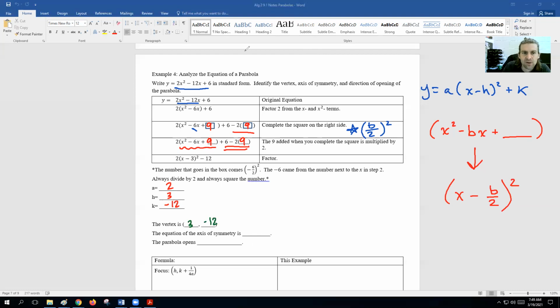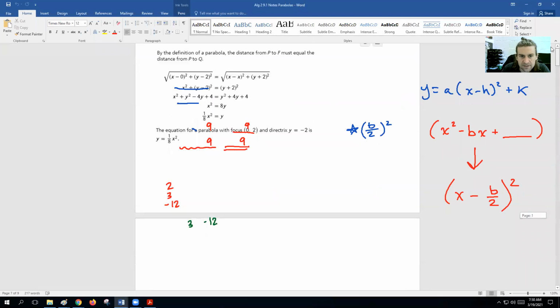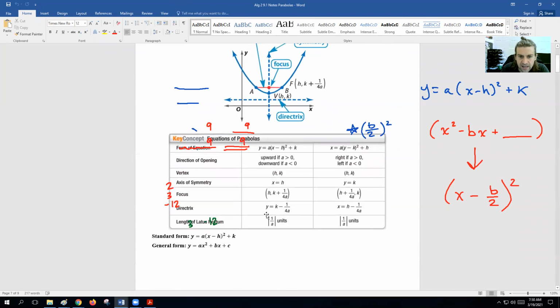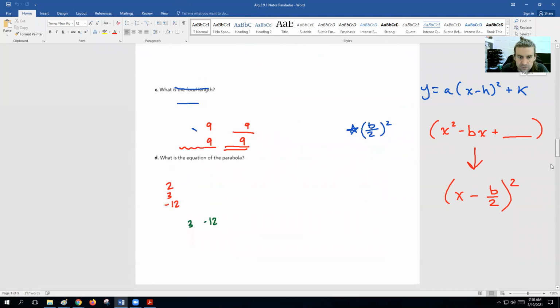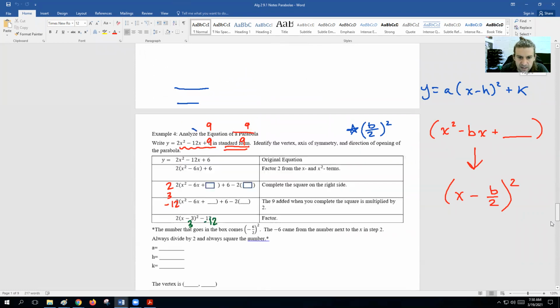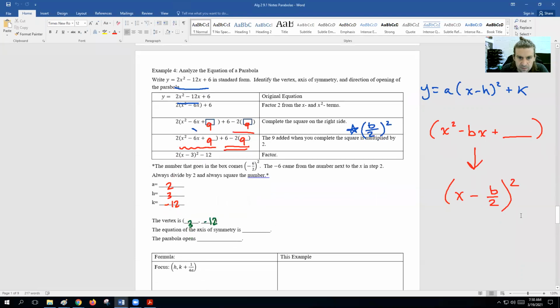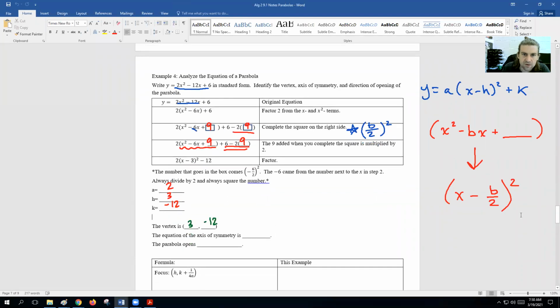The axis of symmetry, we might have to go back and look at the start of our notes if you don't know what that is. That's why we have this here. This front page is going to be very useful for you. The axis of symmetry when it opens up or down is x equals h. So this problem is going to be x equals 3, and the parabola opens up.